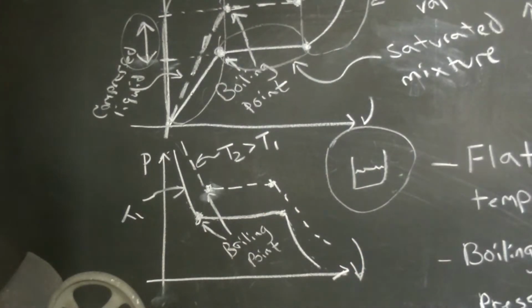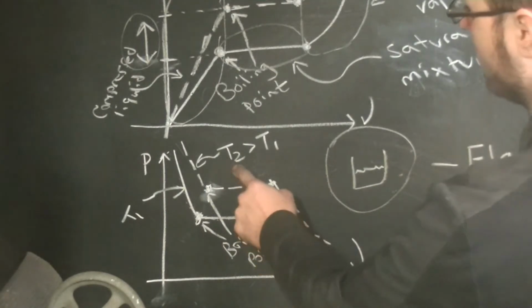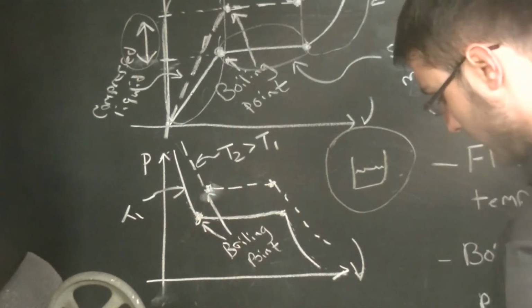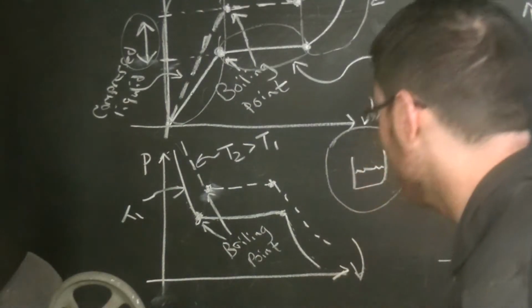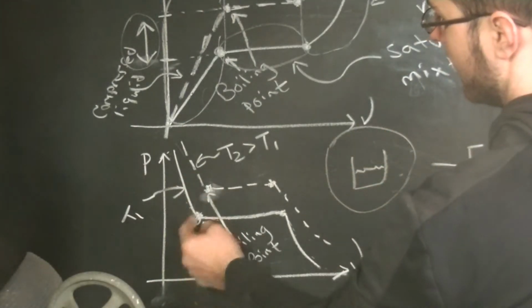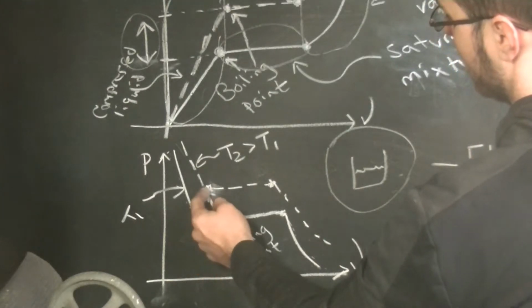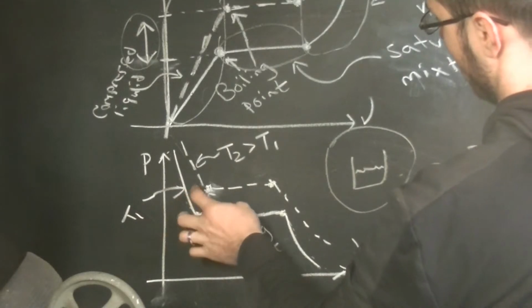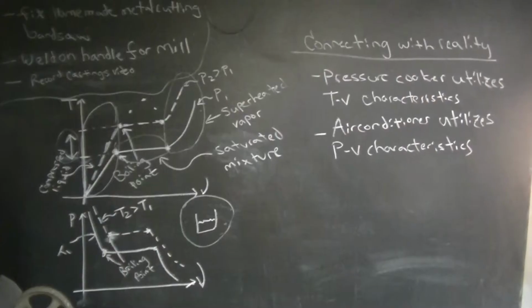What's important for boilers is if we increase the temperature, we get this dotted line. We can see that again these two points come together, and the boiling point pressure actually increases.